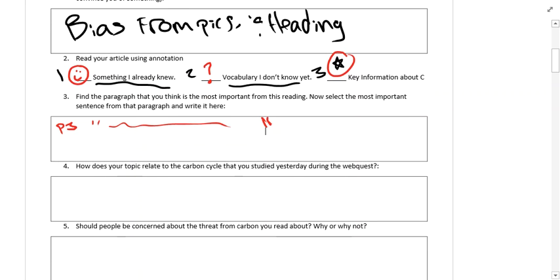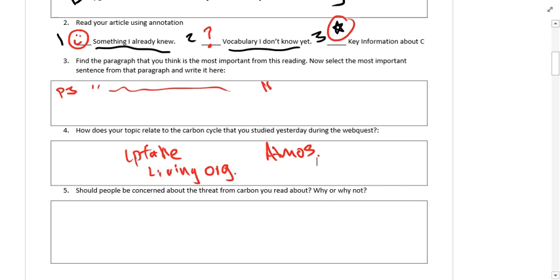Then the next part is, how does your topic relate to the carbon cycle? So for carbon cycle, that's what you did yesterday. So this is where you're going to talk about maybe how it has something to do with carbon uptake, or maybe it has something to do with living organisms, or maybe it has something to do with carbon in the atmosphere, or anything like that. This is where you're going to relate it to yesterday.